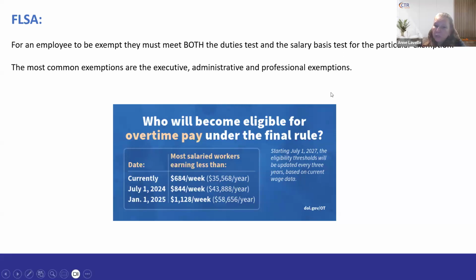You also have to meet the duties test. So just paying the salary, if you're sitting there saying, well, I pay $684, I'm all good, that doesn't necessarily mean you're out of the woods either, because you have to meet the duties test, which is usually the more difficult of the two tests to determine whether or not you have met it.